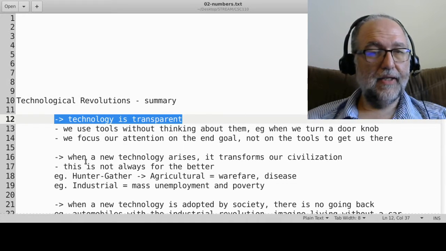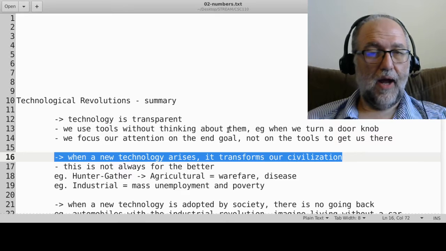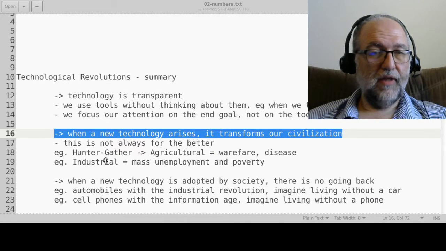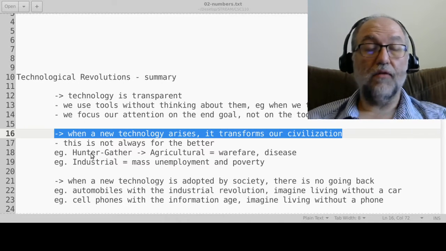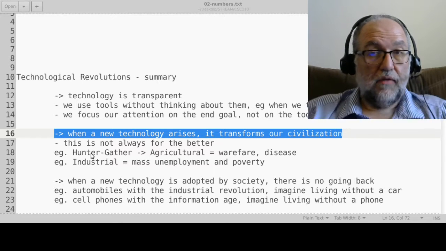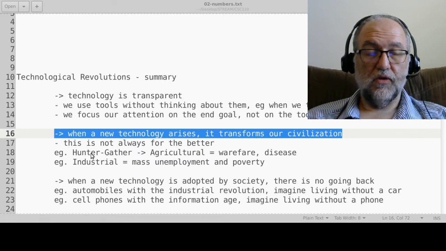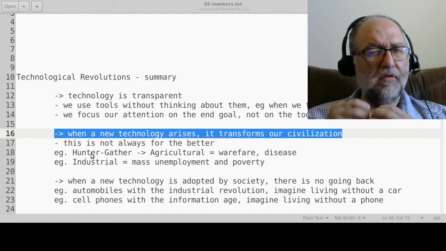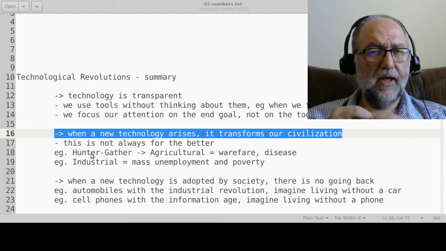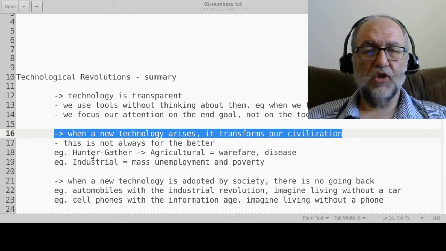The other thing is that when a new technology arises, it transforms our civilization. Not every discovery is a new technology. Not all discoveries are even technology. As we'll see, there are some mathematical discoveries about numbers, which we'll talk about in this class. But when some new technology arises and it catches on, it fills our society, it fills our world, our civilization, and there's really no going back. There's no going back.